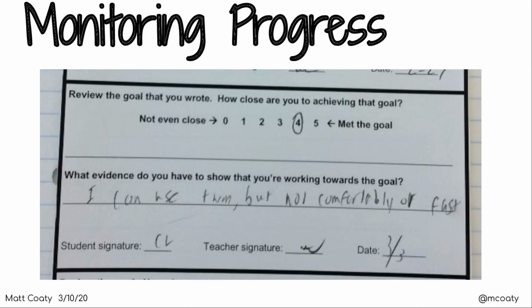So this is the one student I mentioned earlier with the bar models. This was the second check, on the third, so March 3rd. It says, I can use them, but not comfortably or fast. So this person can use the bar models, but not comfortably or fast yet.